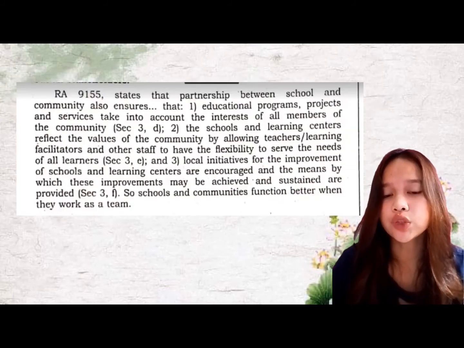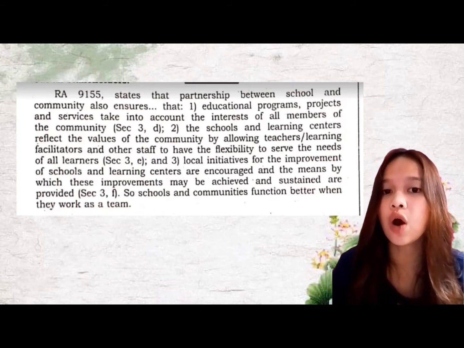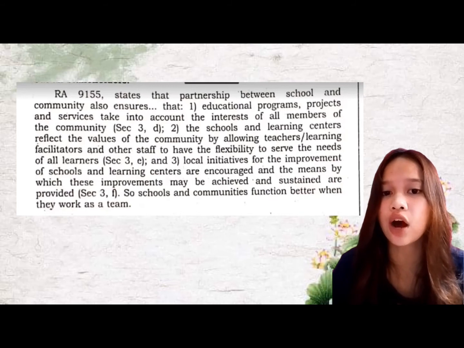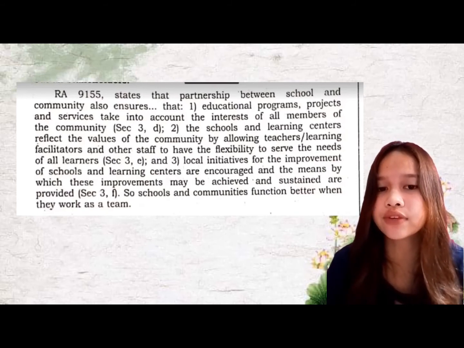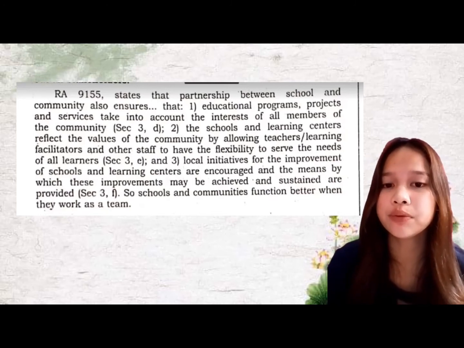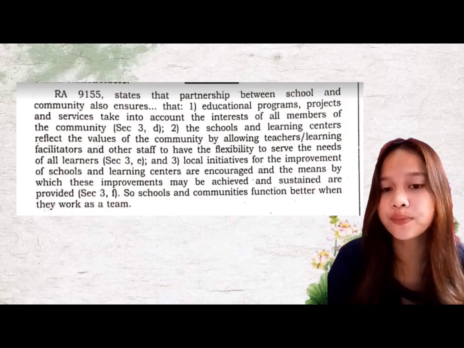Now, let's move on to RA 9155. It states that partnership between school and community also ensures that, number 1, educational programs, projects, and services take into account the interest of all members of the community, section 3. Number 2, the schools and learning centers reflect the values of the community by allowing teachers or learning facilitators and other staff to have the flexibility to serve the needs of all learners. Number 3, local initiatives for the improvement of schools and learning centers are encouraged, and the means by which these improvements may be achieved and sustained are provided.